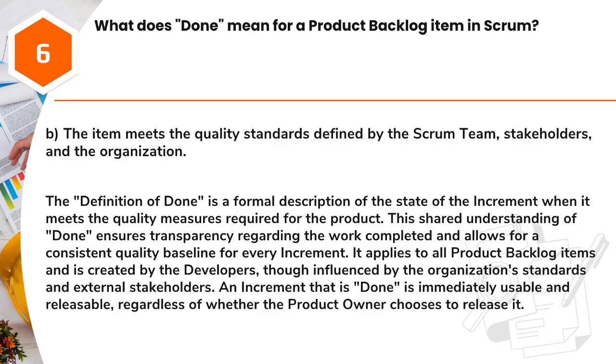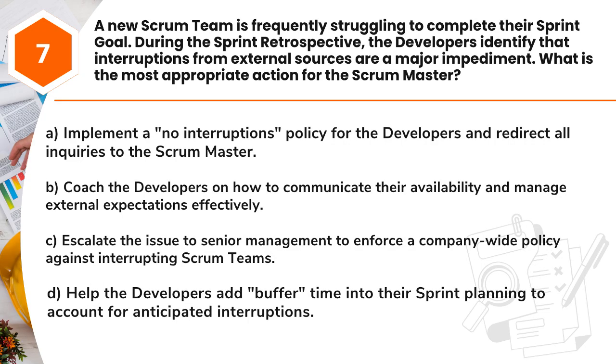It applies to all product backlog items and is created by the developers, though influenced by the organization's standards and external stakeholders. An increment that is "done" is immediately usable and releasable, regardless of whether the product owner chooses to release it. Question 7. A new Scrum team is frequently struggling to complete their sprint goal. During the Sprint Retrospective, the developers identify that interruptions from external sources are a major impediment. What is the most appropriate action for the Scrum Master?